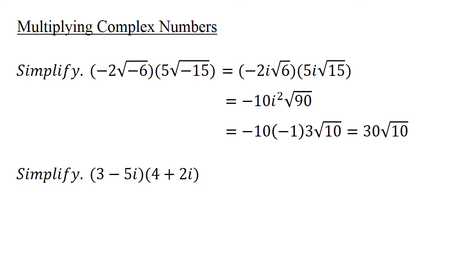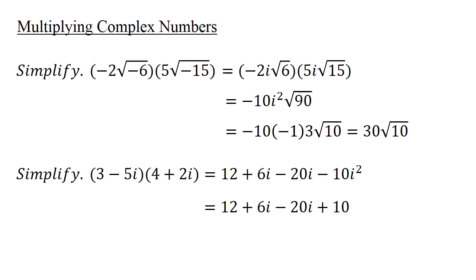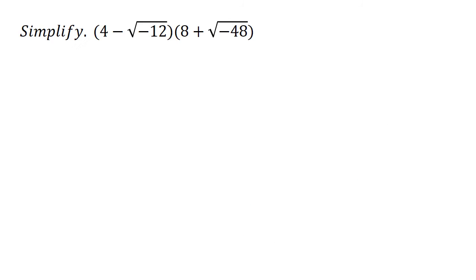A lot of times the problems will look more like this, in which case what we're going to do is just distribute this out, FOIL it out, you might say. And so, 12, 6i, negative 20i, negative 10 i squared. Again, i squared is negative 1, so negative 10 times negative 1 is positive 10. And then combine like terms. 12 and 10 make 22. Positive 6, negative 20 make negative 14i. And again, it looks like that format, a plus bi or a minus bi, or one above, just a real number. Sometimes that.